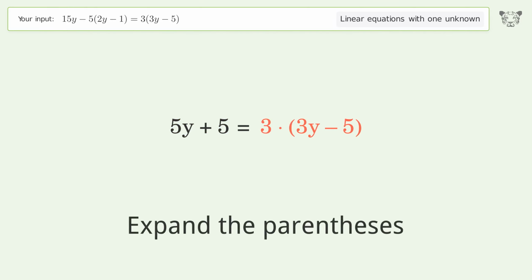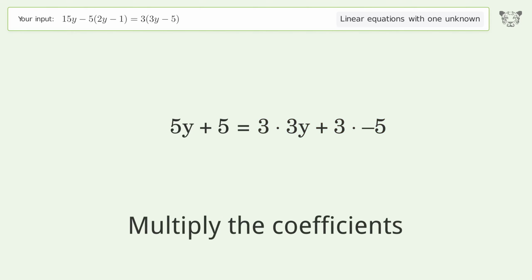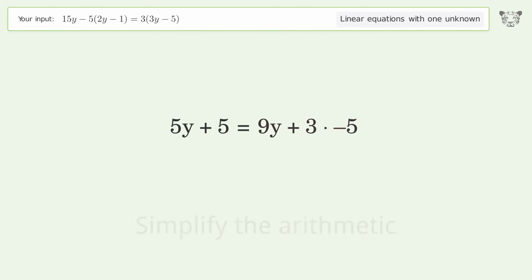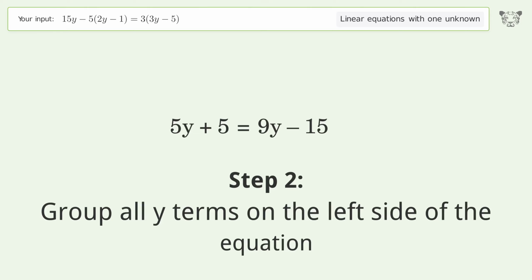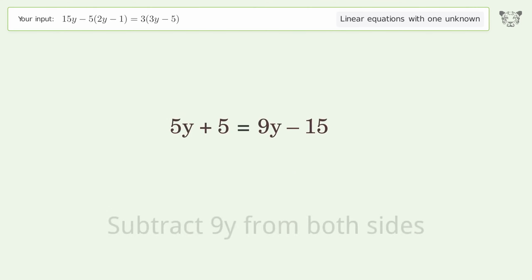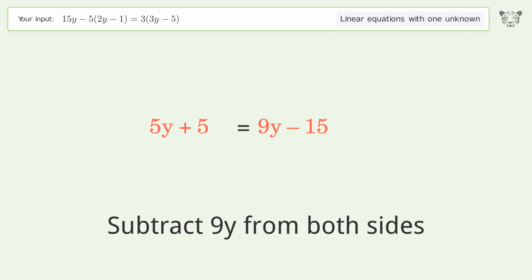Expand the parentheses. Multiply the coefficients. Simplify the arithmetic. Group all y terms on the left side of the equation. Subtract 9y from both sides.